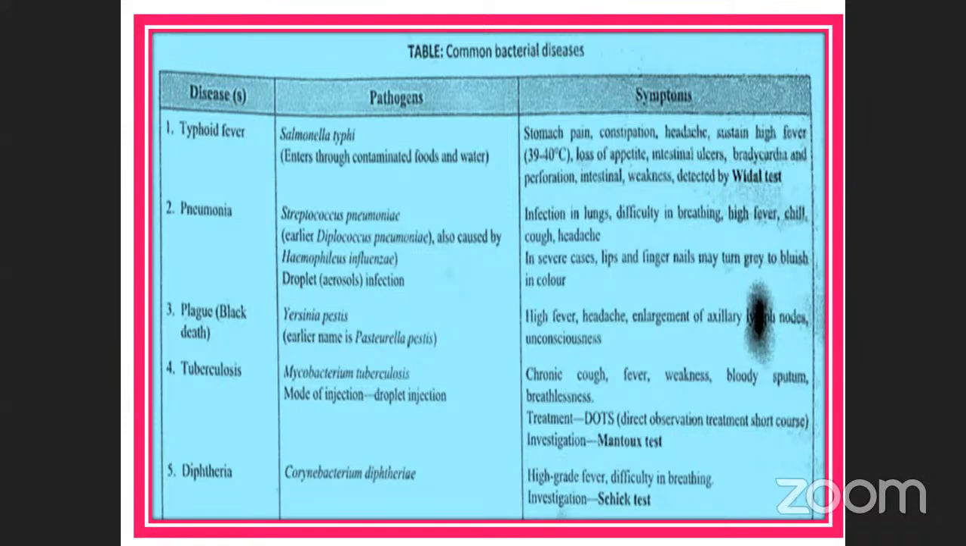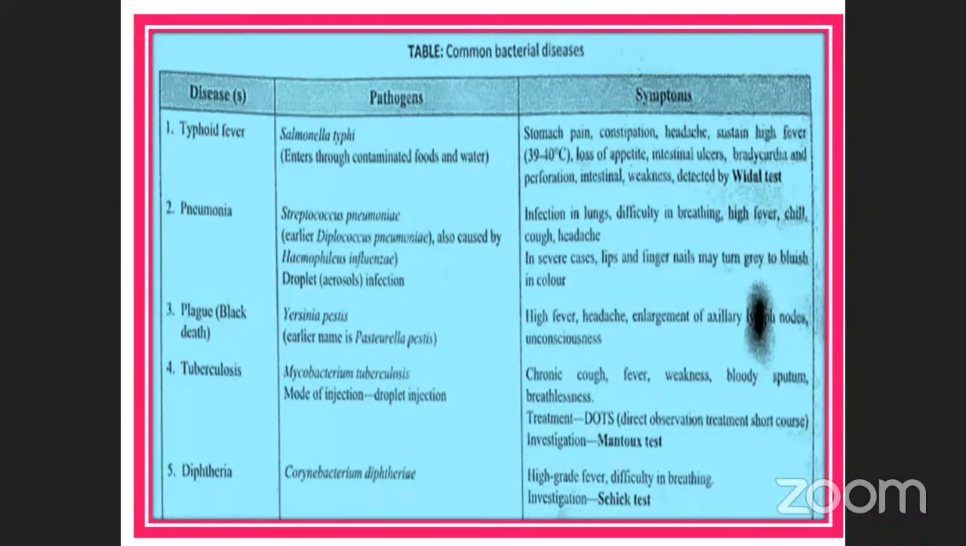And plague, otherwise called black death. Yersinia pestis. The early name is Pasteurella pestis. This is also sometimes asked. Now which disease is it? Yersinia pestis, earlier called Pasteurella pestis. Symptoms: high fever, headache, enlargement of the axillary lymph nodes, and also unconsciousness.